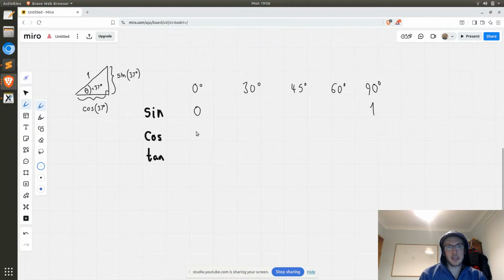And for cosine, it would be the reverse situation. If this focus angle were 45 degrees, then the opposite and adjacent sides would be exactly equal in length, and therefore sine of 45 degrees equals cosine of 45 degrees. We can use the Pythagorean theorem here and say that x squared plus x squared equals 1, in other words, 2x squared equals 1, so x squared equals a half. If x squared is a half, then x is the square root of a half. Rationalizing the denominator, we get root 2 over 2.